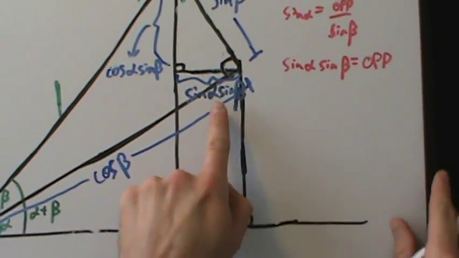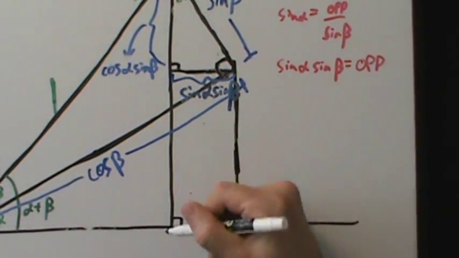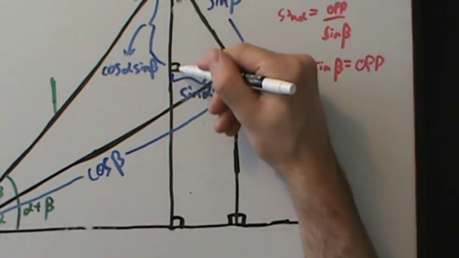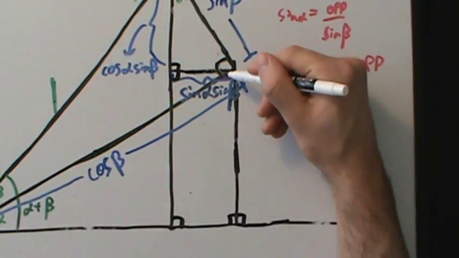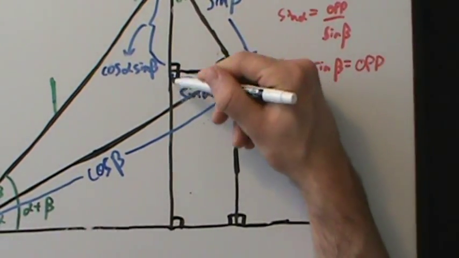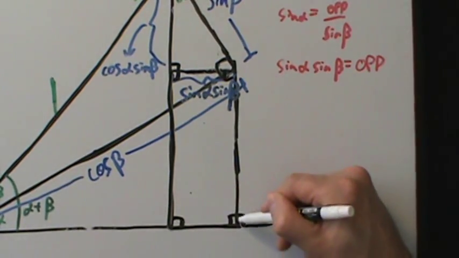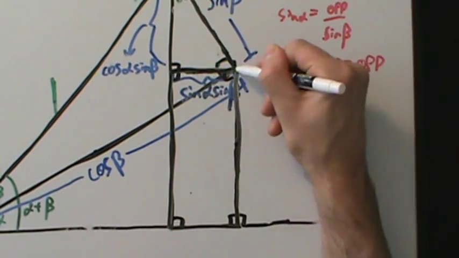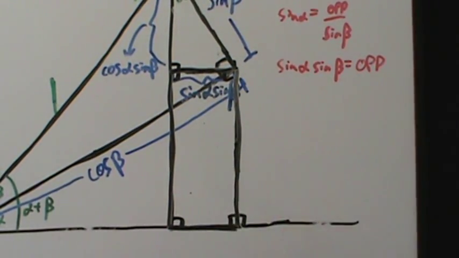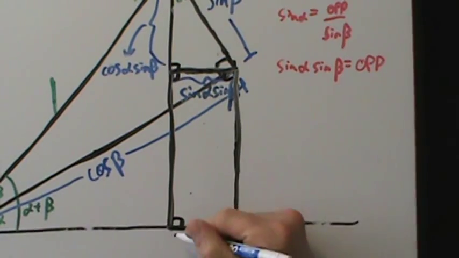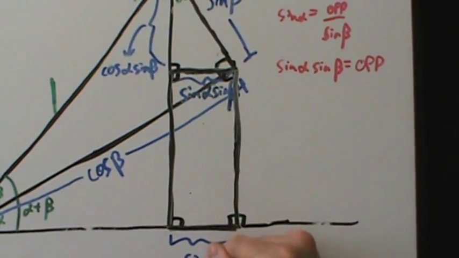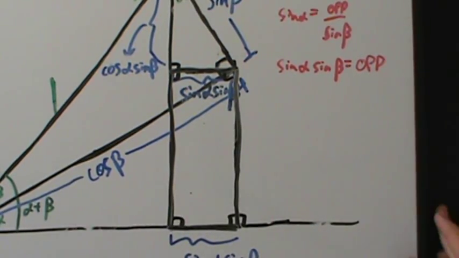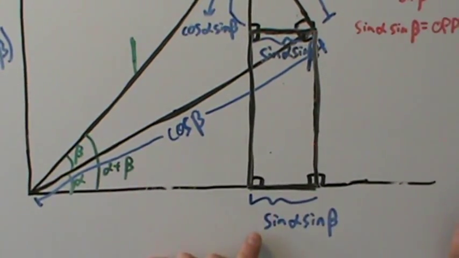Now, since this is sine of alpha sine of beta, and what we have right here is a rectangle, notice the right angle over here means a right angle over here. And since this is a right angle, this is also a right angle. So this last angle left over also has to be a right angle. So the point is this makes a rectangle. And since this side is sine alpha sine beta, then this opposite side over here must also be sine alpha sine beta. Okay, so that's what's happening there.